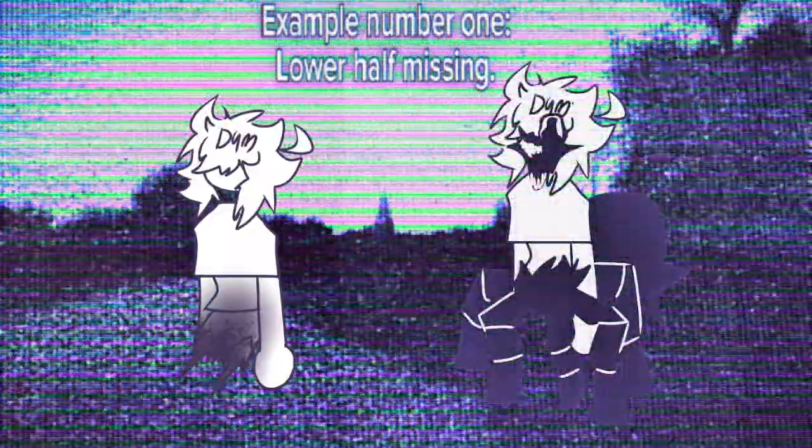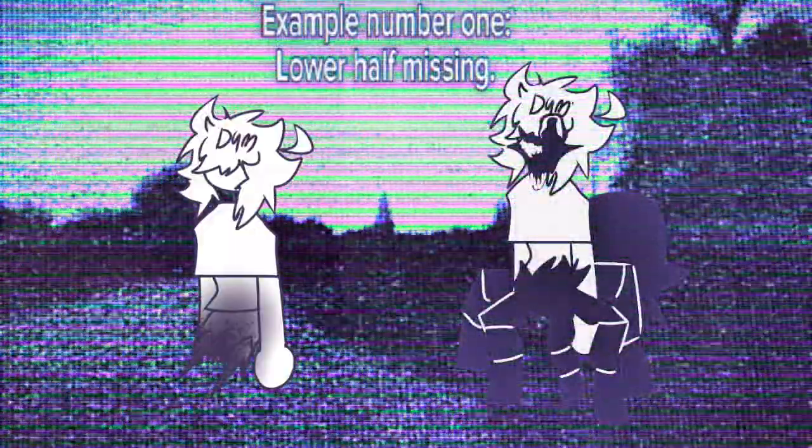There are many examples of modifications. A few examples will be shown. Example number 1, lower half missing. These modifications take place when the victim's lower half is removed in some sort of way. It is unclear why the modifications often have arachnid or insect genes.